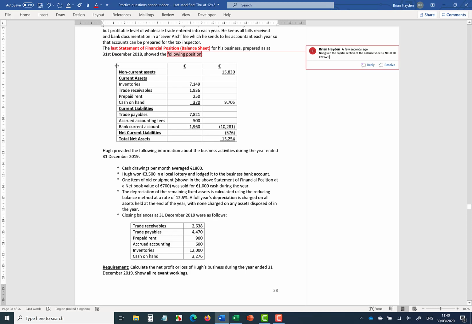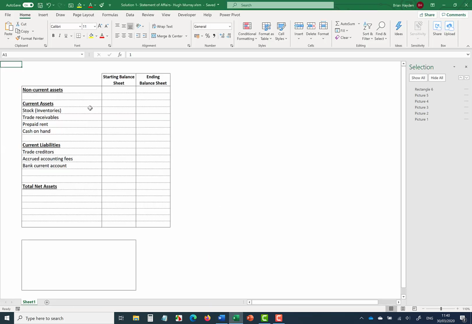So what we can start with is we're given the last balance sheet, or the opening balance sheet, and you should know from the previous PowerPoint presentation that that's going to be one of the elements that we need to use in our solution. So I'm going to simply incorporate these values into the balance sheet at the start. So switching to Excel, we have our template drawn up. There's my starting balance sheet and my ending balance sheet.